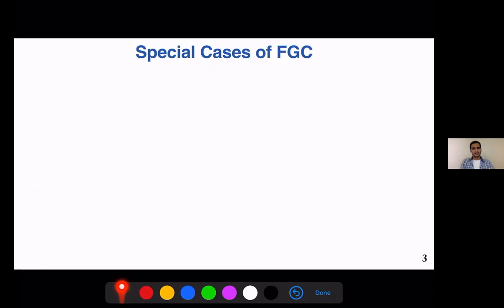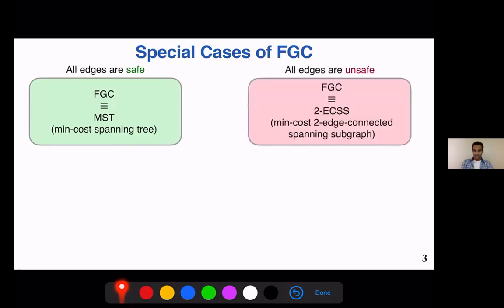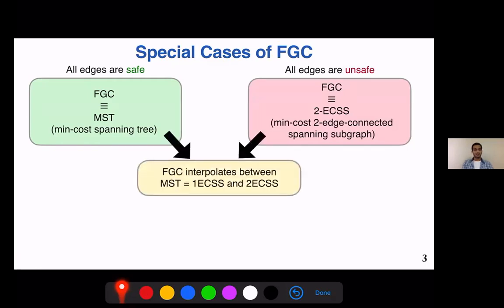What are some special cases of FGC? Consider the case when all edges are safe. Then FGC reduces to the minimum spanning tree problem. On the other hand, when all edges are unsafe, FGC reduces to the minimum cost two-edge connected spanning subgraph problem. So in some sense, FGC interpolates between one-edge connectivity and two-edge connectivity.